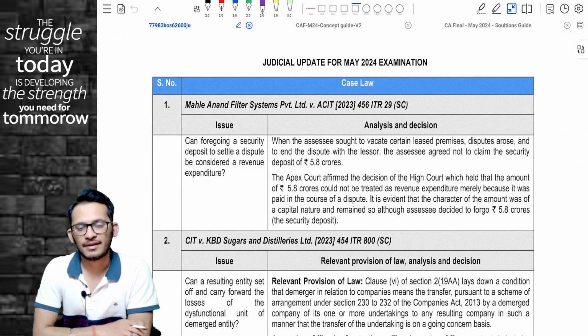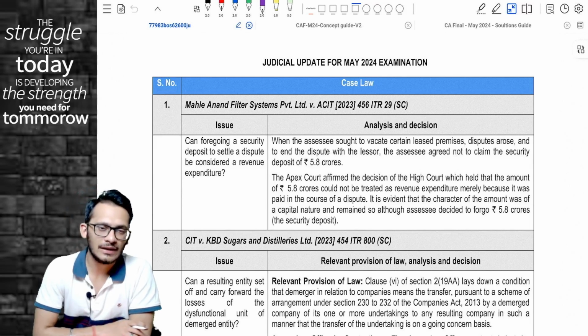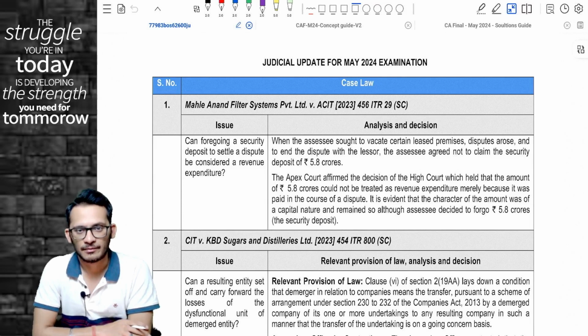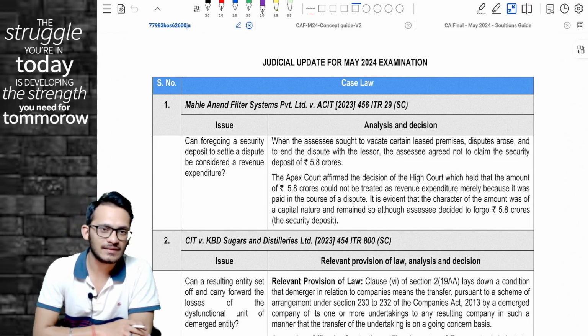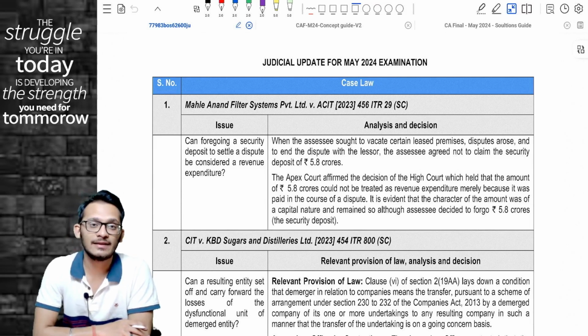Today starts the first amendment lectures for your CA Final May 24 attempt. Yes, to kick off these amendment lectures, we are starting with the first thing, which is the statutory updates and judicial updates which ICAI has launched.